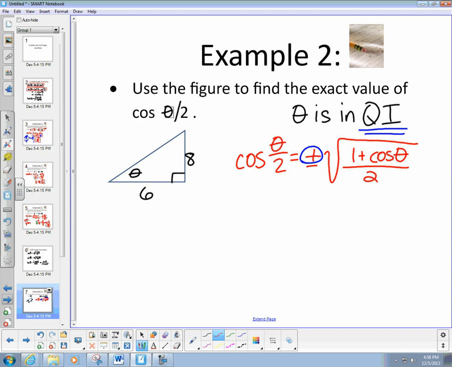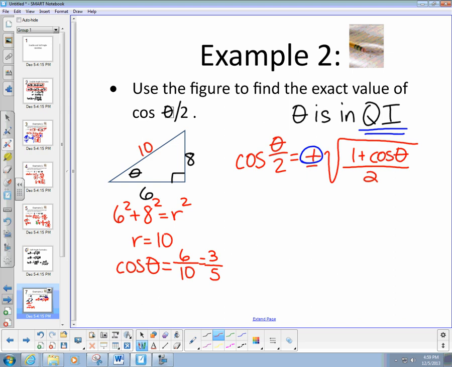Okay, now look at our triangle. We've got a triangle for theta. And I need to know what the cosine of theta is equal to. So for cosine, I need x over r, or you can think of it as adjacent over hypotenuse, whichever way. But I don't have my hypotenuse, so again, I'm going to have to use Pythagorean theorem to figure out what my r value is. And when you work that out, you should come out with r equals 10. So that means the cosine of theta is equal to 6 over 10, and that will reduce to 3/5.